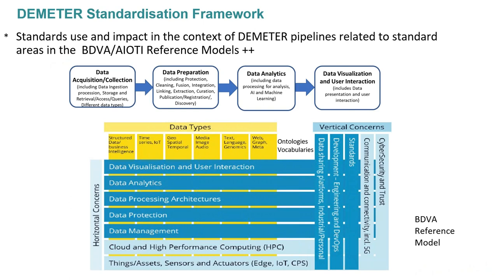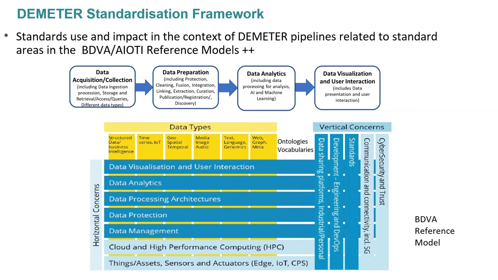So first, the standardization framework. Standards occur in a number of areas, both in pilots or applications, as well as in the technology infrastructure. For this, we are using the BDVA reference model from the Big Data Value Association, as you see on the bottom, that talks about a number of technology areas, going from IoT sensors through infrastructure with cloud support, data management, data processing, data analytics, data visualization, and across a number of different data types, from structured to unstructured, time series, spatial temporal, media, text, graph data.